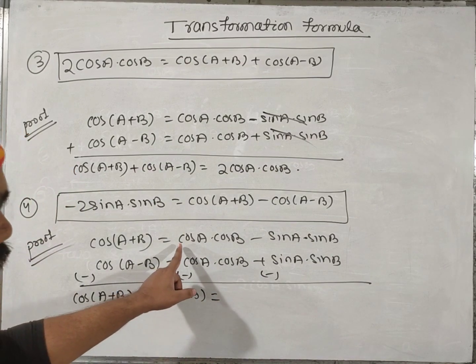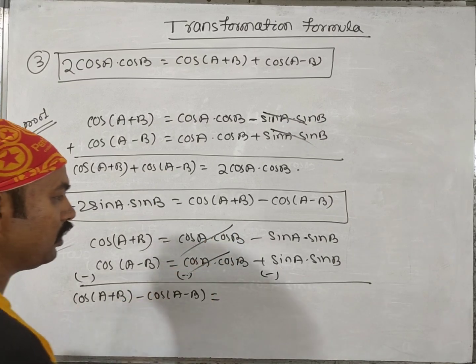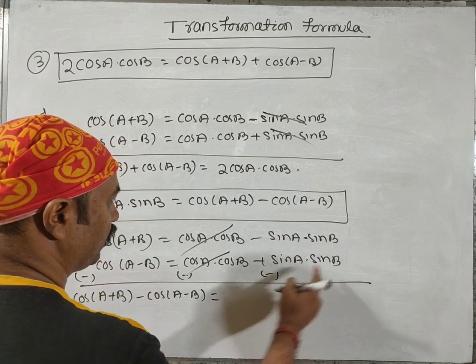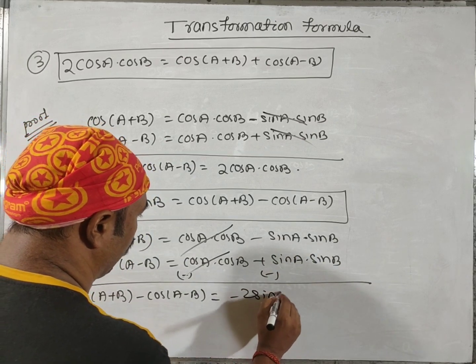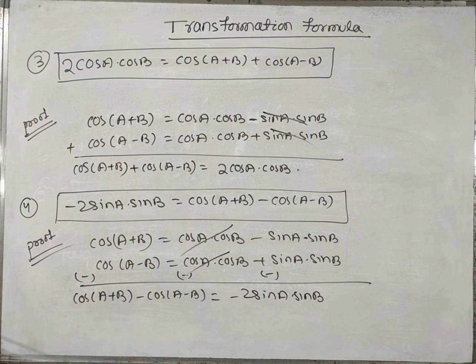Cancelling, it is plus cos A into cos B, it is minus cos A into cos B, so it will be cancelled with each other. Then it will be minus sin A sin B, minus sin A sin B, it will be minus 2 sin A into sin B. And here it is the proof of the fourth one. Then next, moving towards the fifth one and the last one.